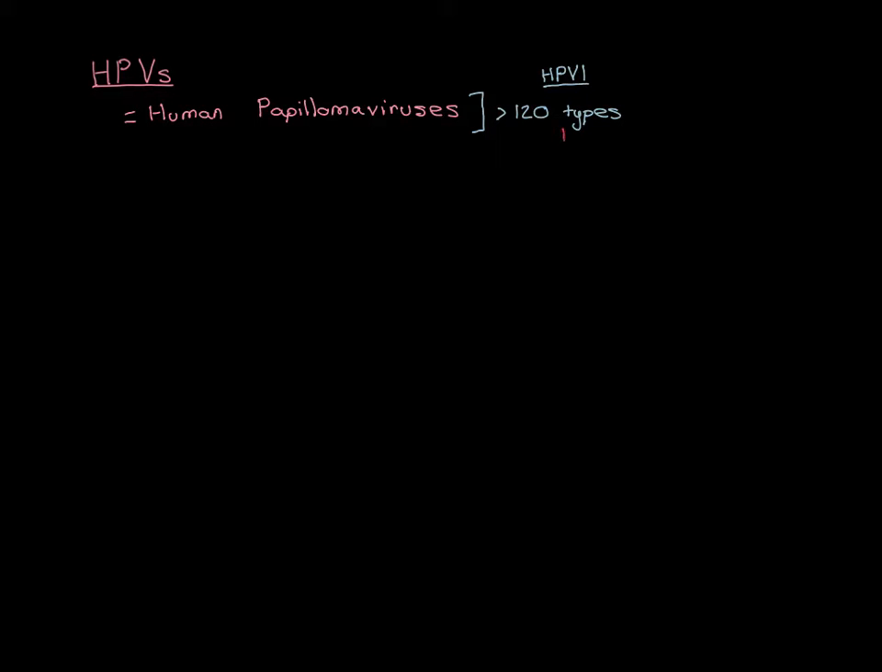So there are 120 different types. They all infect squamous stratified epithelia, but some of them infect keratinized squamous stratified epithelia, and others infect the non-keratinized squamous stratified epithelia. So each of the different types of human papillomavirus has a certain type of squamous stratified epithelium that it prefers to infect, and it will not really infect the other type. So it either likes the keratinized squamous stratified epithelium or it likes the non-keratinized squamous stratified epithelium.